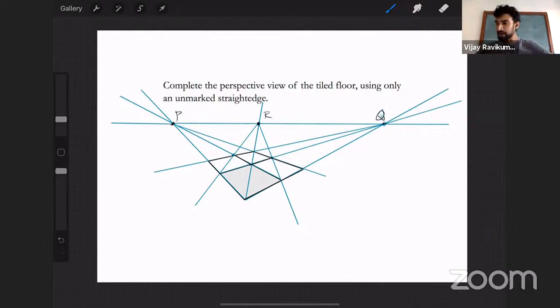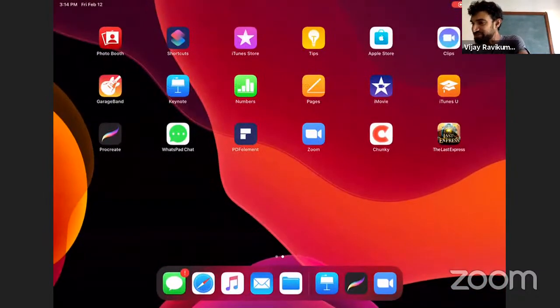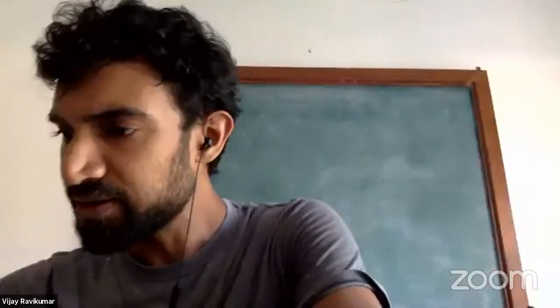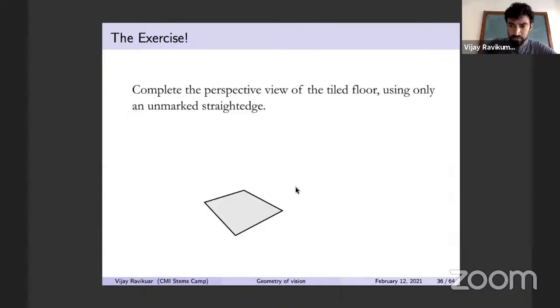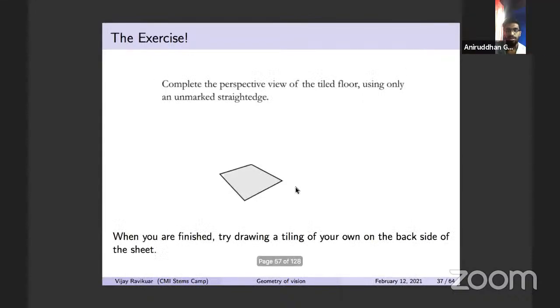So let me just switch. Sorry, I'll switch back to the other device now. Hope it doesn't create too many problems. Sorry, one second. Okay, can everybody see my screen again? Okay, yep, it's good.